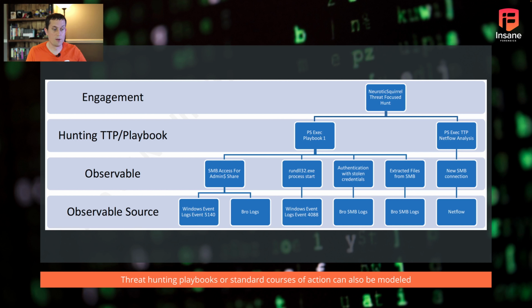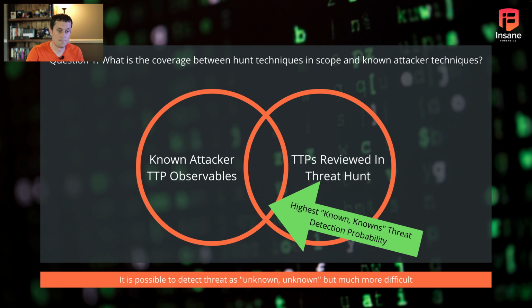And again, from those observables, then you have the observable sources that you're using during that threat hunt or during that playbook to actually do the analysis. So again, this is to say that just as we modeled the attacker side, you can also model the threat hunting side. And this is where it becomes really important when we, again, talk about coverage.